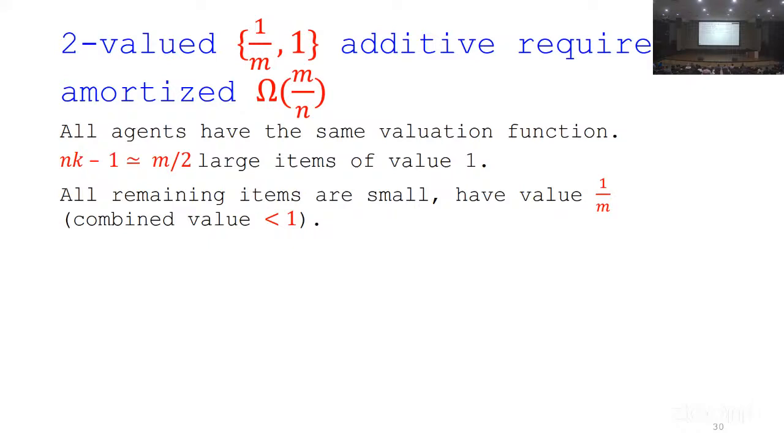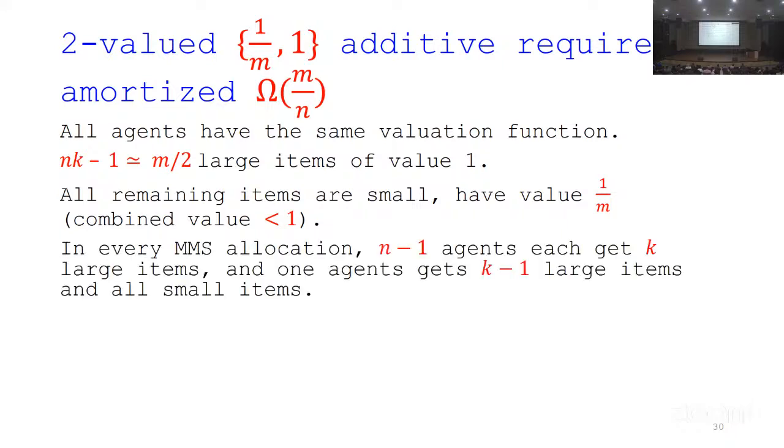But the agent who got k minus 1 items of value 1, he has to get all these items. Otherwise, it's not an MMS allocation. Okay? Whereas when items were of 0 value, we didn't care how we distributed those small valued items. So in every MMS allocation, n minus 1 agents each get k large items, and one agent gets k minus 1 large items. And then that agent needs also to get all the small items.